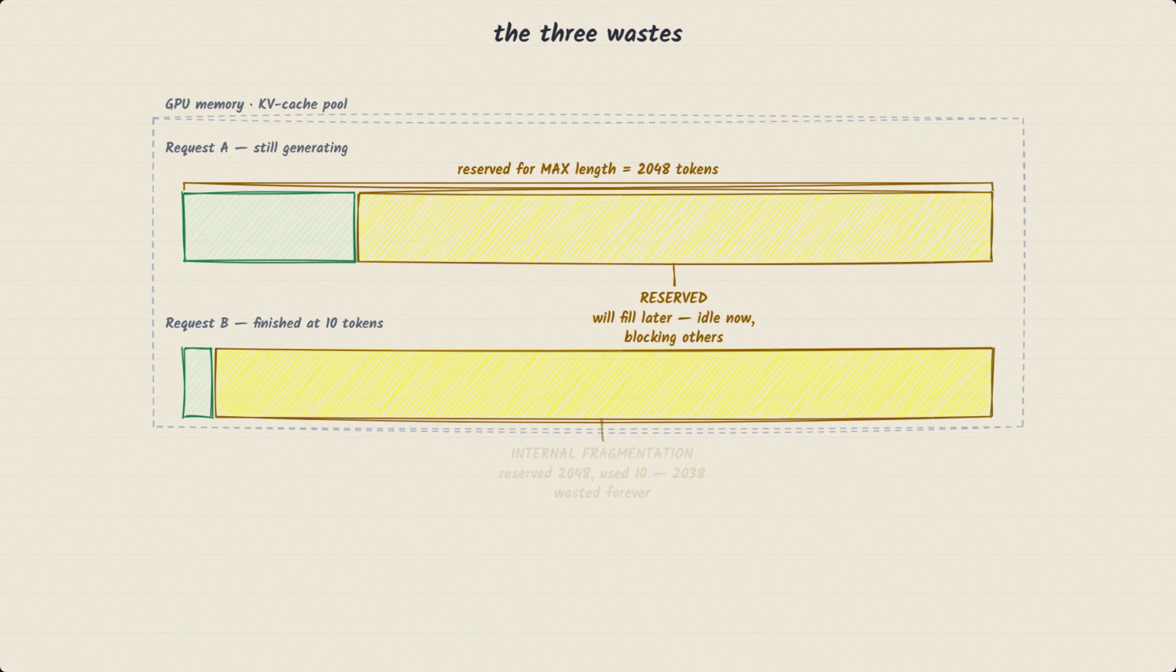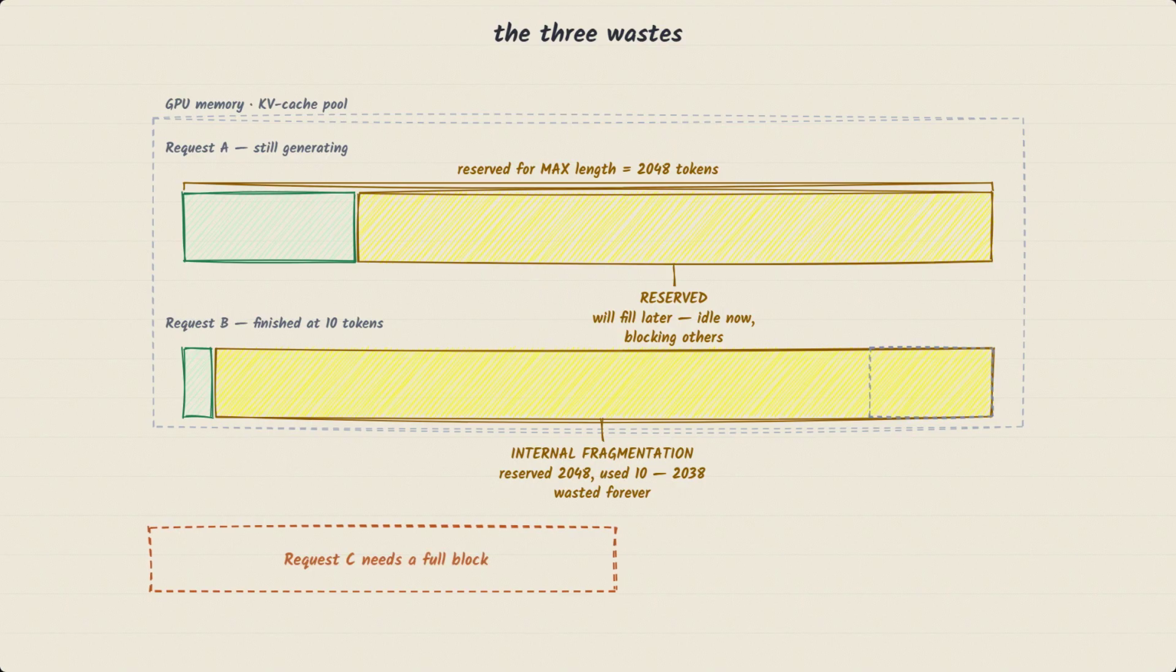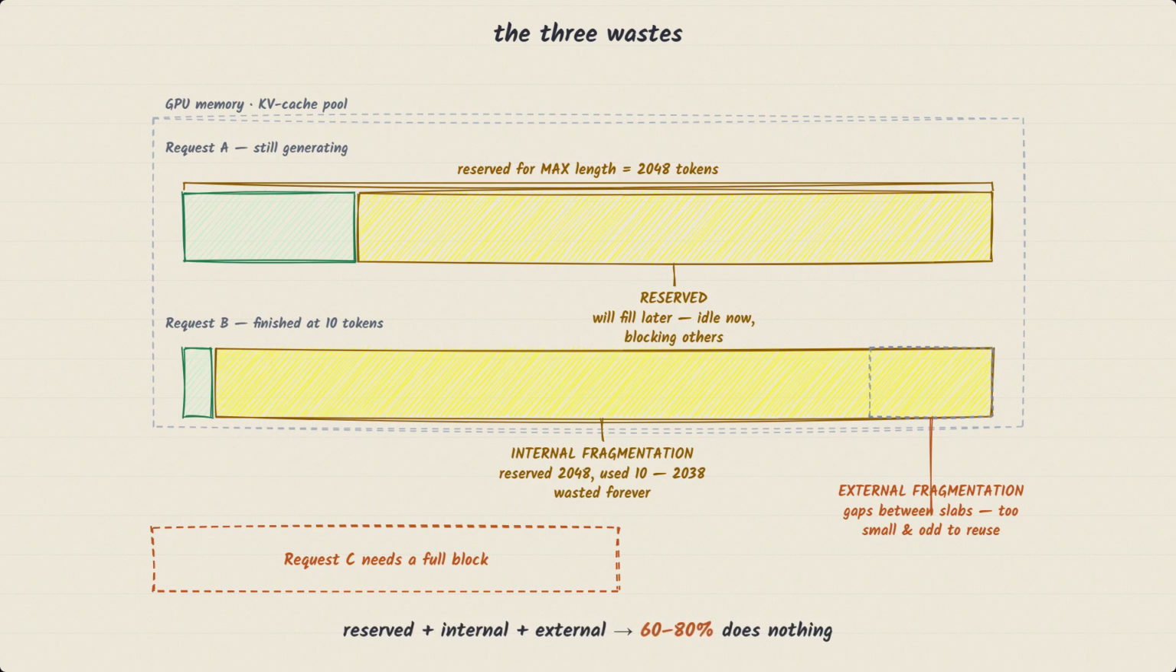Reserved: slots you truly will fill later, but that sit idle now, blocking other requests from using them. Internal fragmentation: a request that ends after 10 tokens still holds all 2048. The other 2038 slots are pure, permanent waste. External fragmentation: the odd-sized gaps the memory allocator leaves between differently sized slabs, which no request can ever use. Add reserved plus internal plus external, and most of your KV memory is doing nothing.